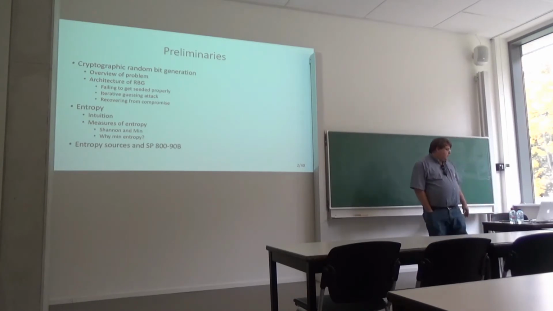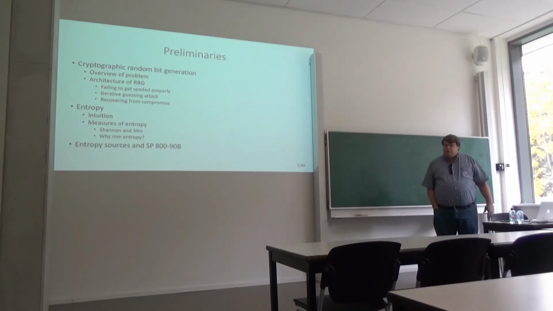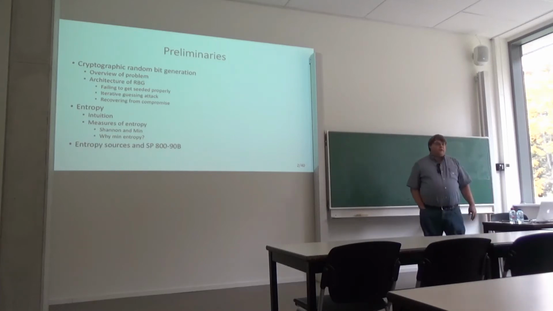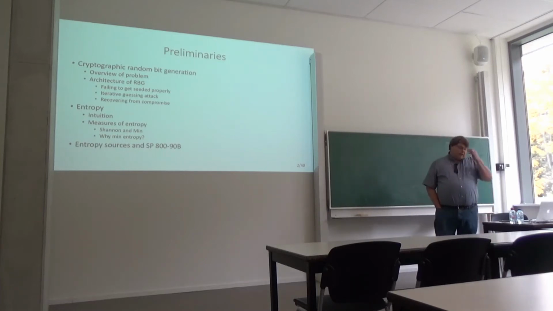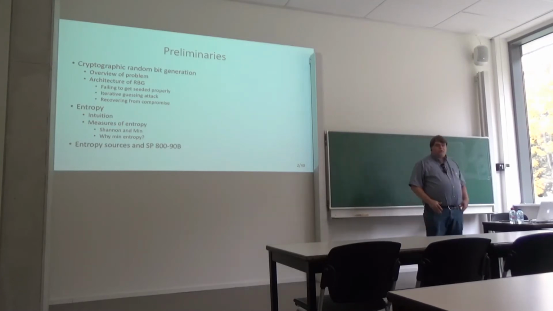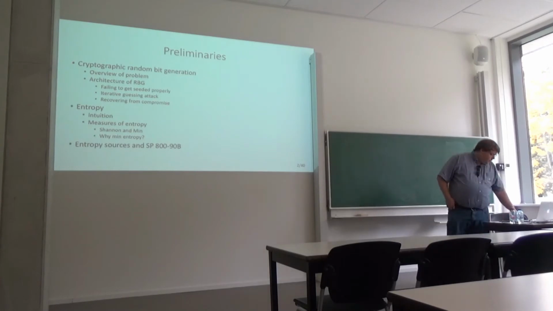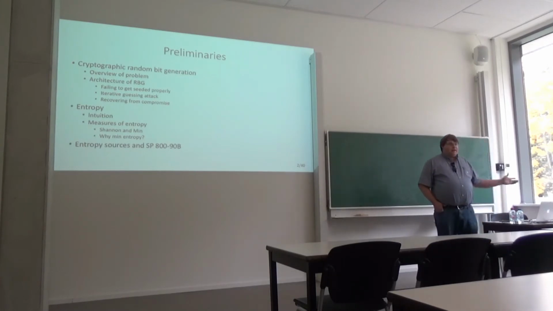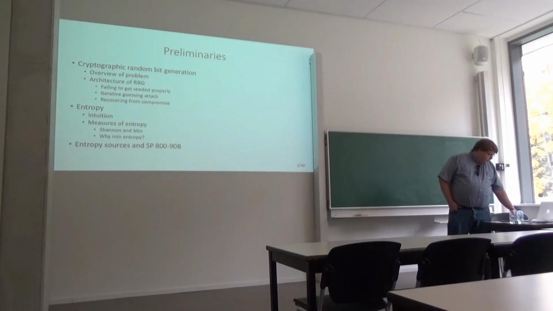And then I'm going to talk about 890B, which is the new document that should be coming out fairly soon, a document about how to build an entropy source. So I'll talk about what an entropy source is in our thinking and how it fits together in the big picture of cryptographic random number generation. If you have any questions, I'd love to hear them, so please feel free.